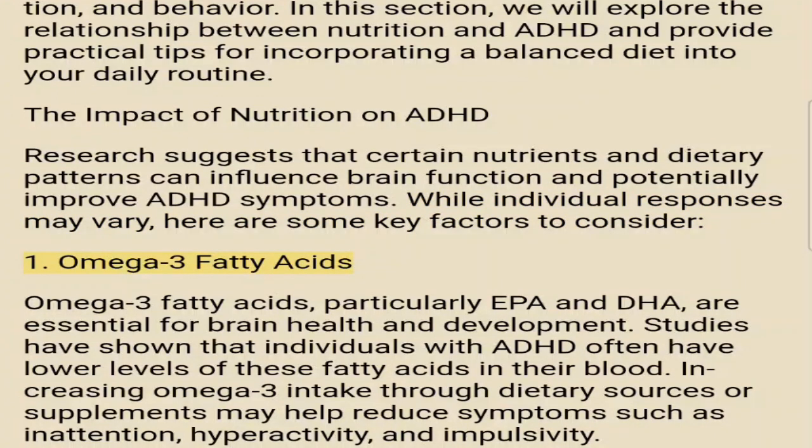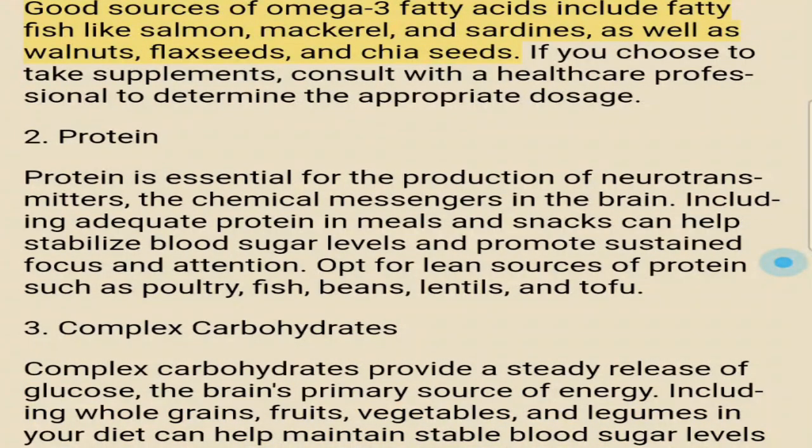1. Omega-3 fatty acids. Omega-3 fatty acids, particularly EPA and DHA, are essential for brain health and development. Studies have shown that individuals with ADHD often have lower levels of these fatty acids in their blood. Increasing omega-3 intake through dietary sources or supplements may help reduce symptoms such as inattention, hyperactivity, and impulsivity. Good sources of omega-3 fatty acids include fatty fish like salmon, mackerel, and sardines, as well as walnuts, flax seeds, and chia seeds. If you choose to take supplements, consult with a healthcare professional to determine the appropriate dosage.